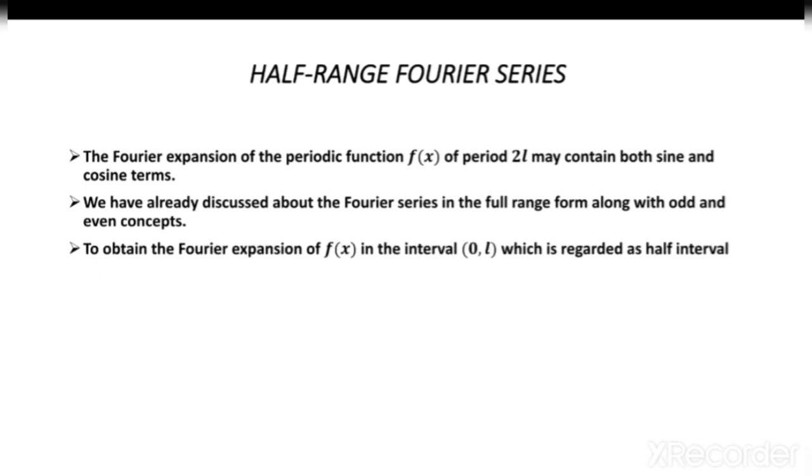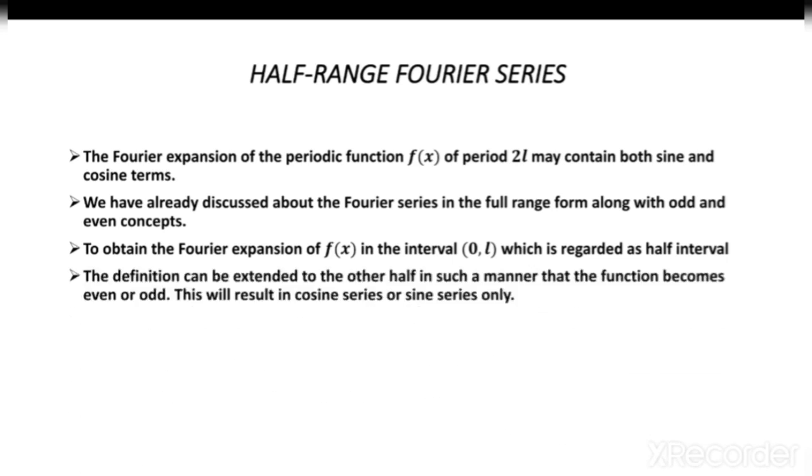To obtain the Fourier expansion of f of x in the interval 0 to L, which is regarded as the half interval, the definition can be extended to the other half in such a manner that the function becomes even or odd. This will result in cosine series or sine series only.